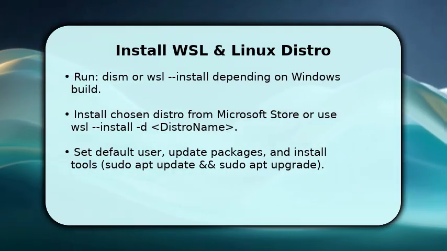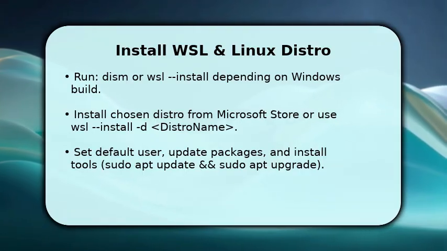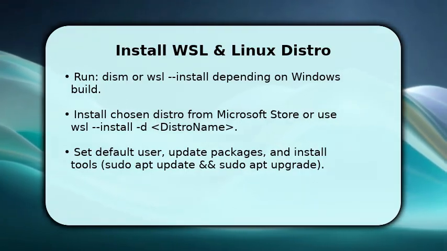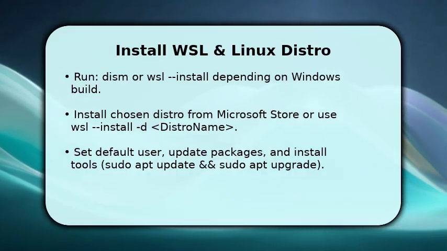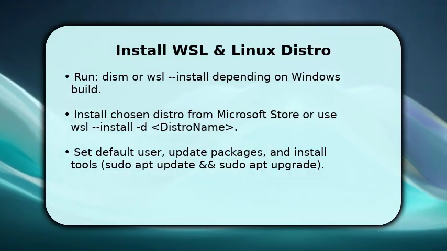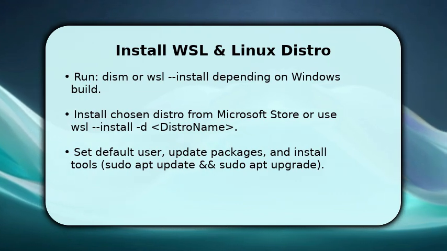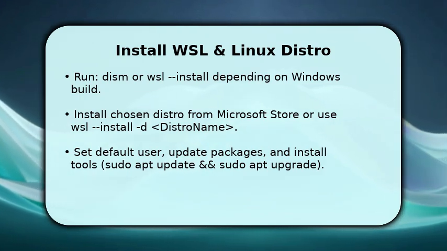Once the distro boots, create your Unix user and password. Then immediately run package updates and install essentials like build-essential, curl, and SSH. If you need WSL2, set the distro version with wsl --set-version <distro name> 2, which converts the file system.